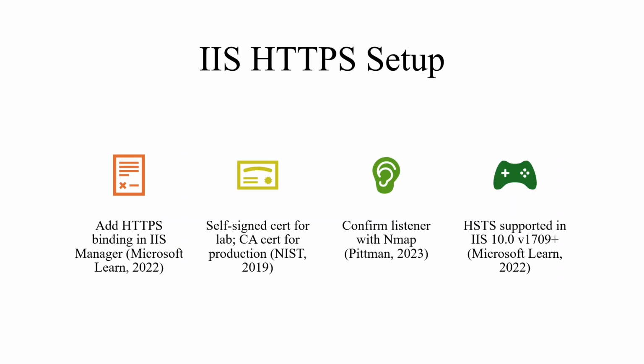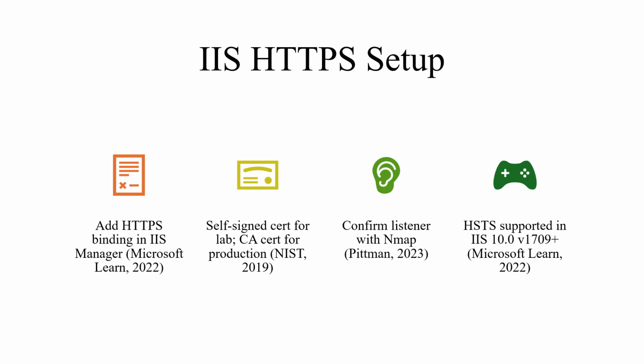HTTPS is the standard. On Windows Server 2022, we configure HTTPS using IIS, that's Internet Information Services. Inside IIS Manager, we add an HTTPS binding on port 443. Once that binding is created, we need to validate the setup. Running nmap -sS -p443 should show 443/tcp open, which confirms the listener is active. Finally, modern versions of IIS support HTTP Strict Transport Security, or HSTS. This forces clients to connect securely and prevents downgrade attacks.